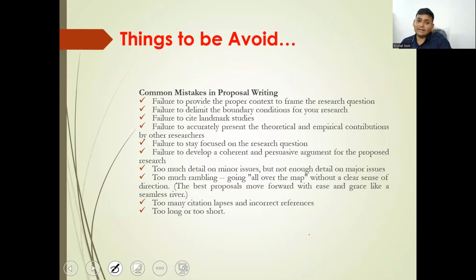Too much detail on minor issues, but not enough detail on major issues. This is called deviating from the topic. We are covering many details on unnecessary things or things which are not a part of our variables, and we are covering very little information on the actual variables that we are going to study for the research. So that should not happen, right? That will not convince the evaluator, being a researcher, right?